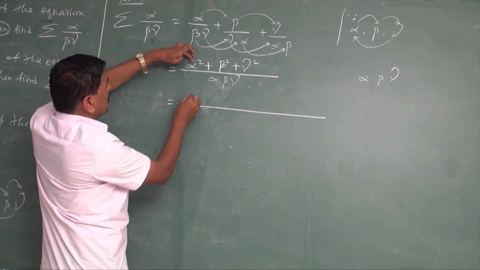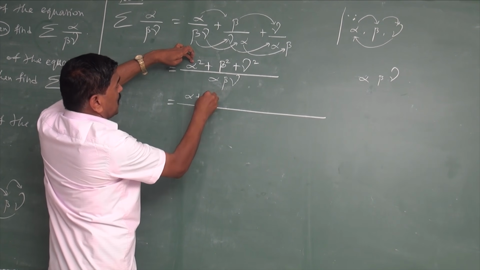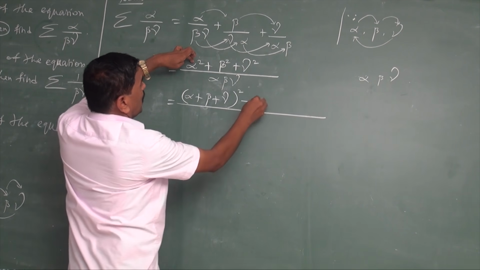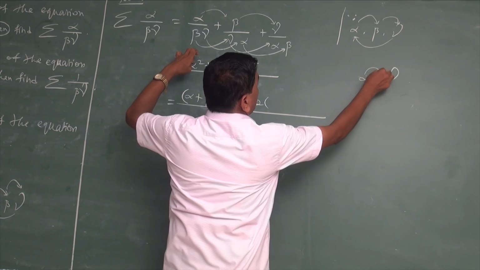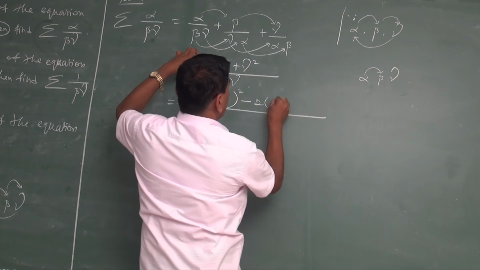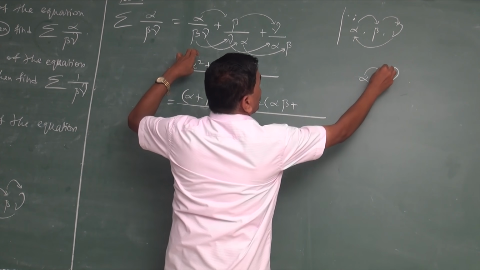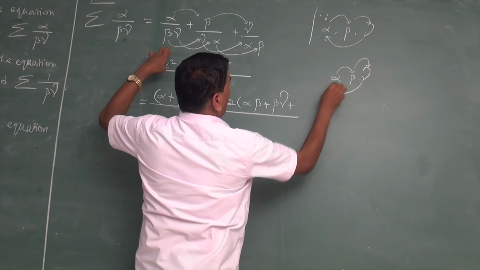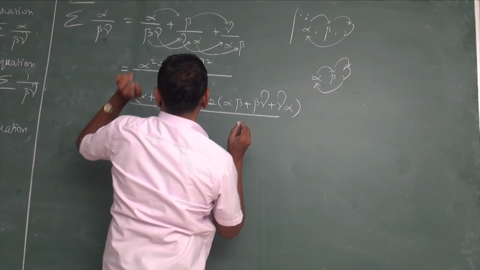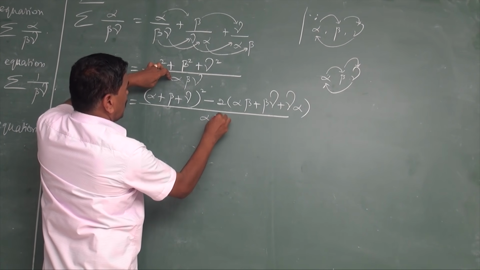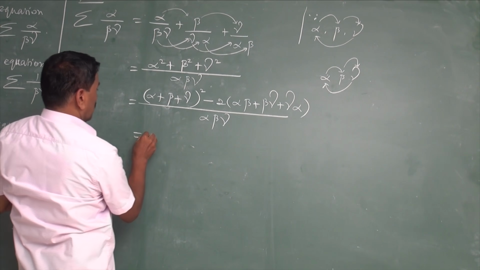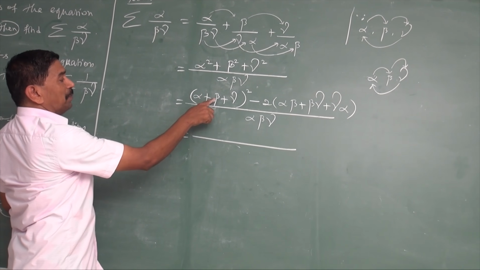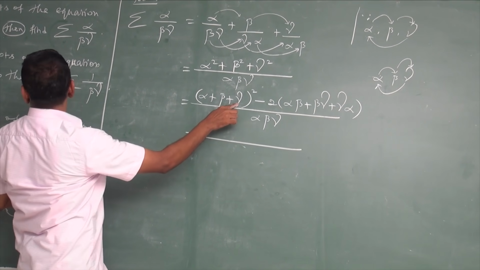Now listen, the first term will be (alpha plus beta plus gamma) the whole square minus twice of (alpha beta plus beta gamma plus gamma alpha), divided by alpha beta gamma, which is equal to, now come to the numerator. The numerator's first term is alpha, the bracket is alpha plus beta plus gamma.